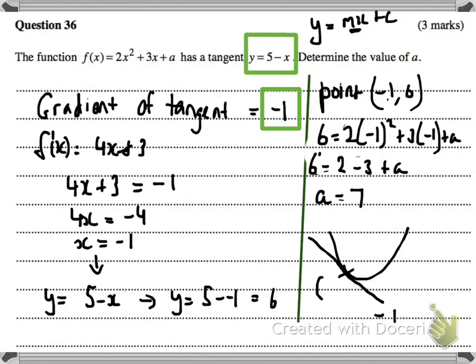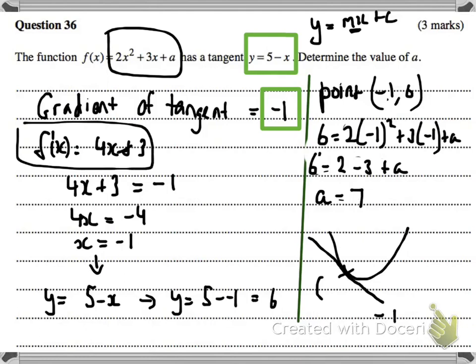Because if we look at our gradient here, it's 4x plus 3, and we get that from here. Remember, the derivative gives you the gradient, so that's the derivative. f'(x) is 4x plus 3. Okay, and that gives us the gradient, and our gradient is negative 1. If we make them equal each other, like I've done here, we can actually find the x-coordinate. So I've found it there, x equals negative 1. Okay, so it's negative 1 comma something.